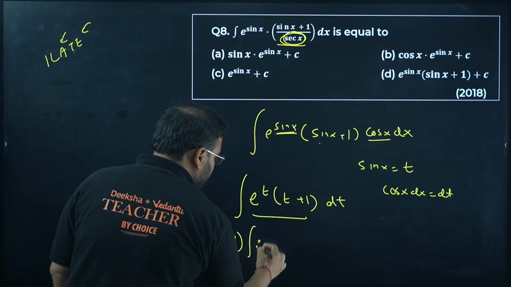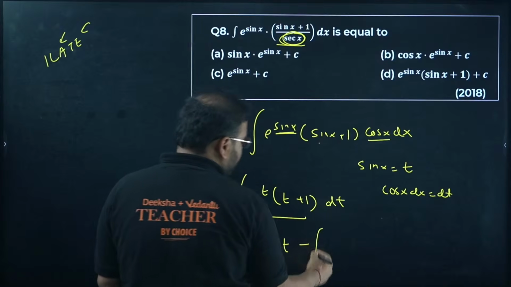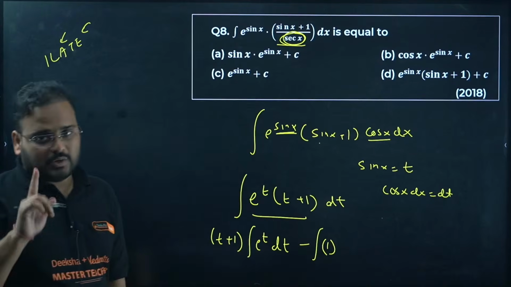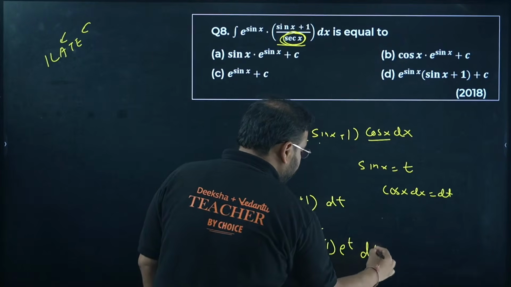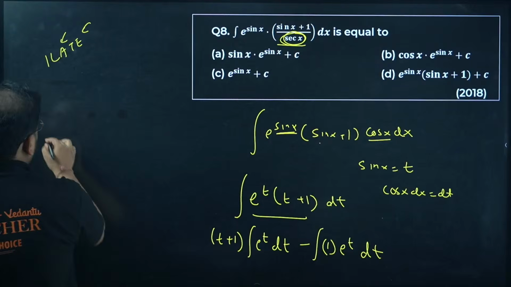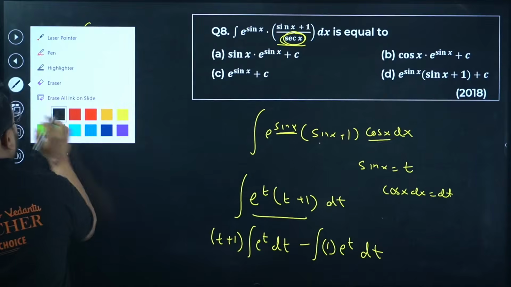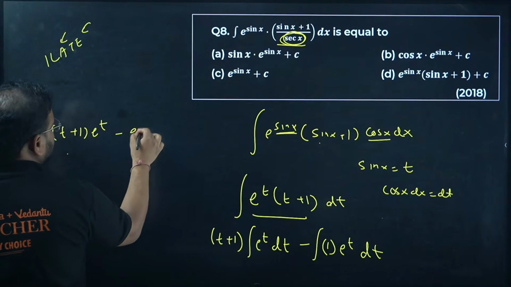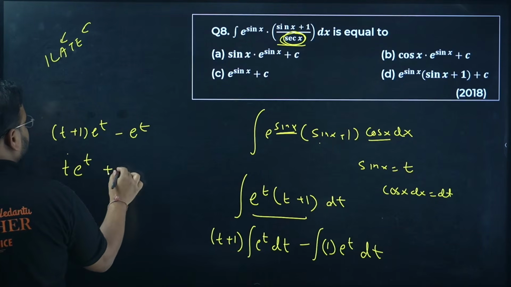integrate this, you'll get integration of e power t dt. There comes a minus sign. Again integrate. Derivative of the first function, you'll have 1. T plus 1 derivative is 1. This will become again e power t dt. Integrate. You'll get t plus 1 e power t minus e power t. Clearly answer is coming as t times of e power t plus c.